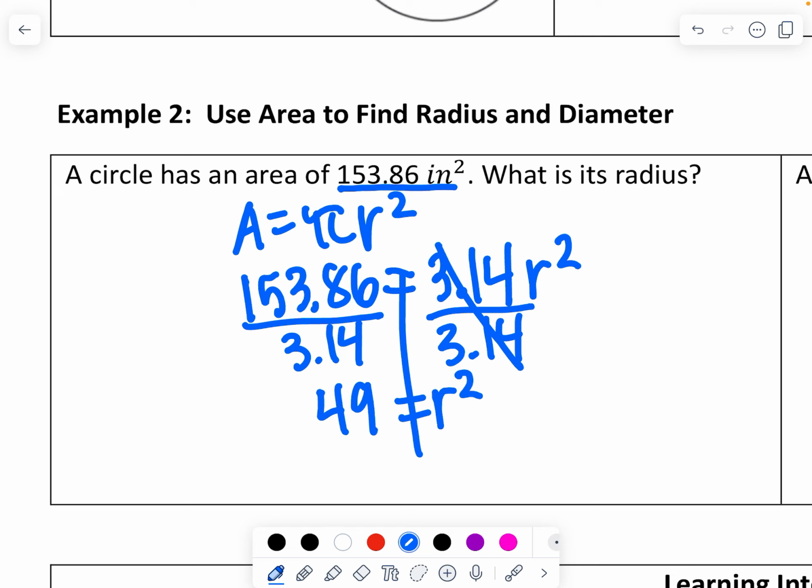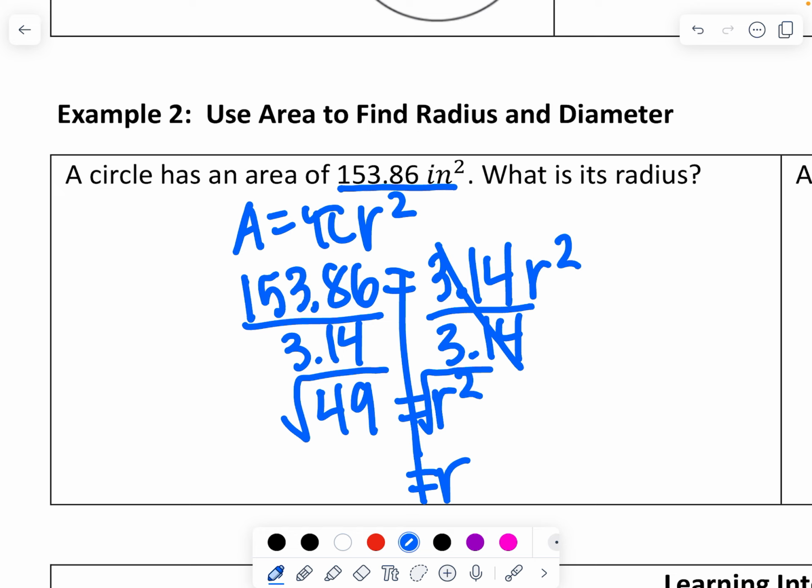Now, to solve this, we have to get rid of the square. Because it's not saying r equals 49, it's saying r squared equals 49. So we still have to figure out what r is. Okay? So to do that, we need to find the square root of both. So you draw your square root like that on both sides, because whatever you do to one side, you do to the other. And when you do the square root, we're left with r on the right side. And then on the left side, we have to actually find the square root of 49.